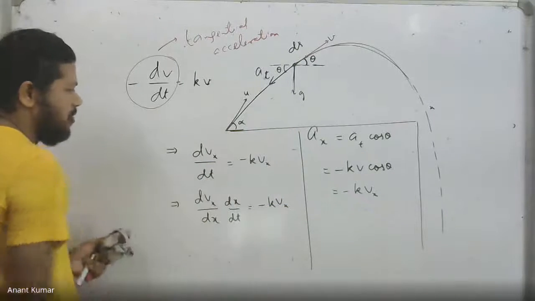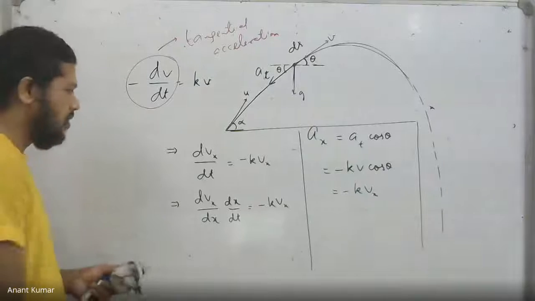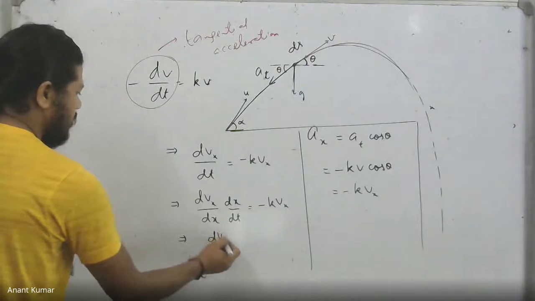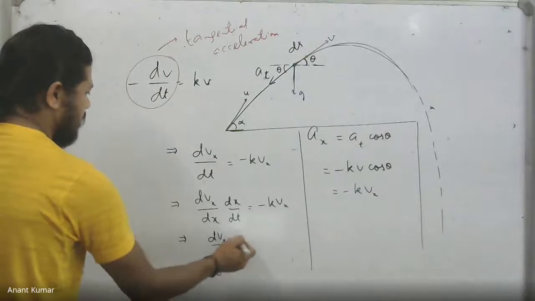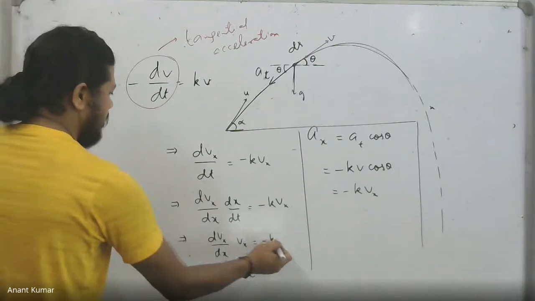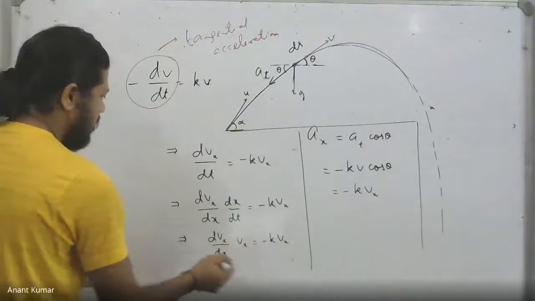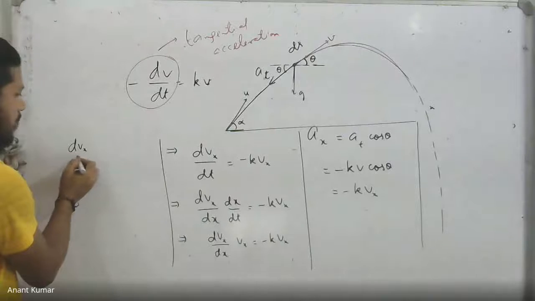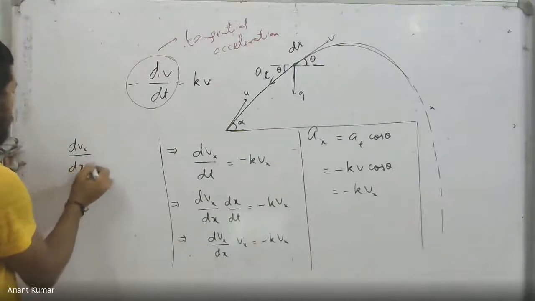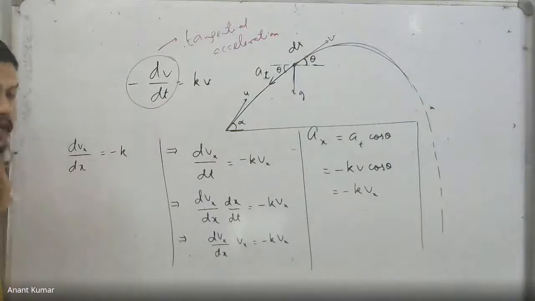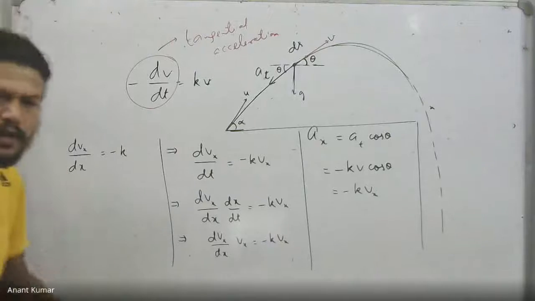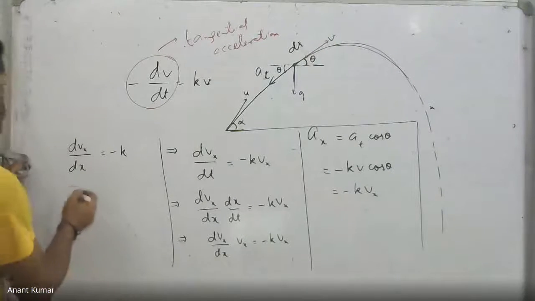dx by dt is how much? dx by dt is nothing but vx, the velocity along the x-axis. So I get dvx upon dx into vx is the same thing as minus kvx. If I just cancel it out, we end up getting that the x velocity changes with respect to x at a constant rate, at the same rate with which the speed was changing. So that is why you got the required result, Rahul.